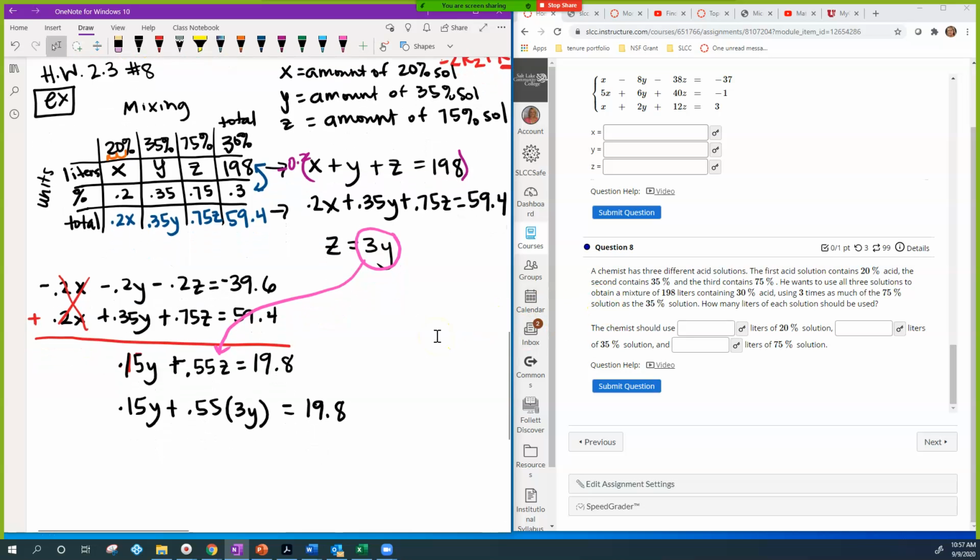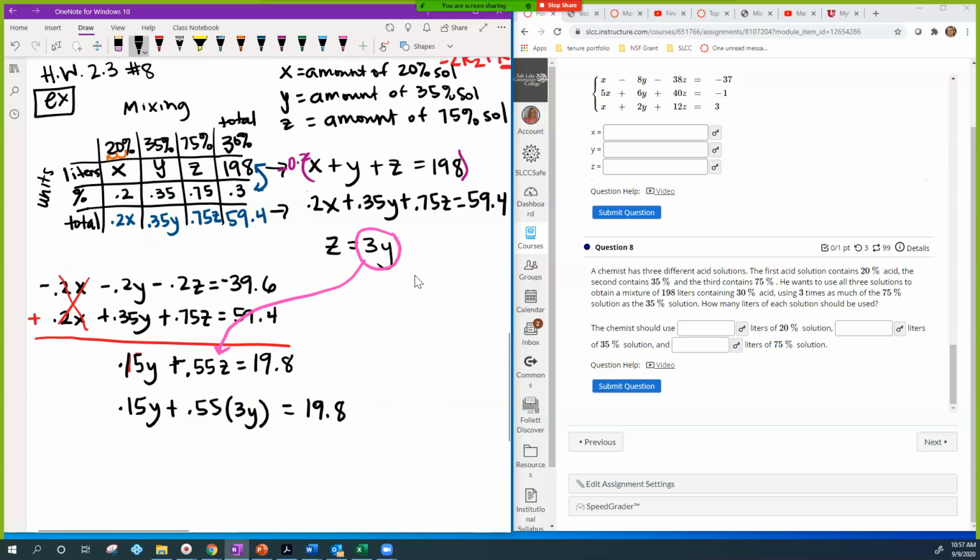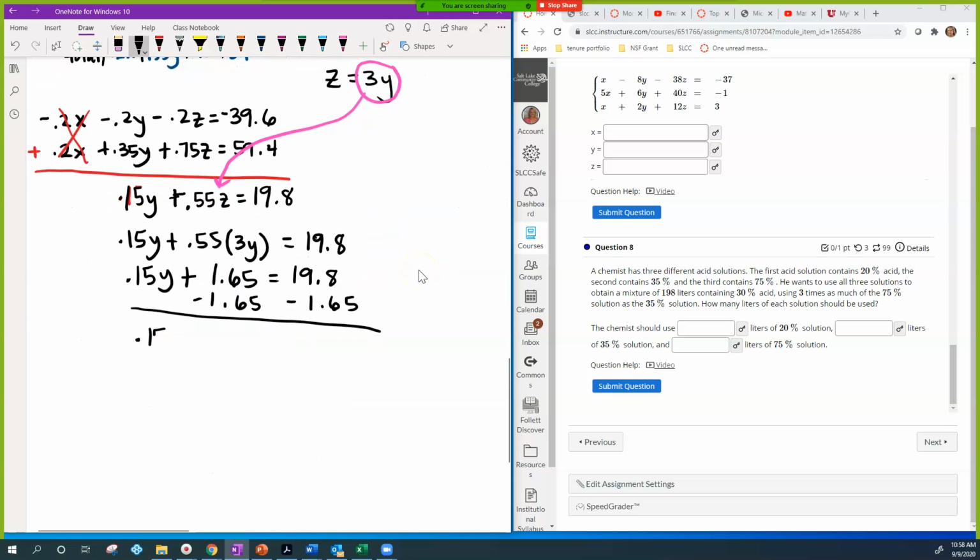If you really don't like working with decimals, as I said at the beginning, you could have multiplied this row by 100 instead, so you just have whole numbers to deal with. But if you don't mind working with them, you can do it this way. So that gives us plus 1.65 equals 19.8. Then I subtract that over, so I get 0.15y equals 18.15, and then I just need to divide by 0.15.